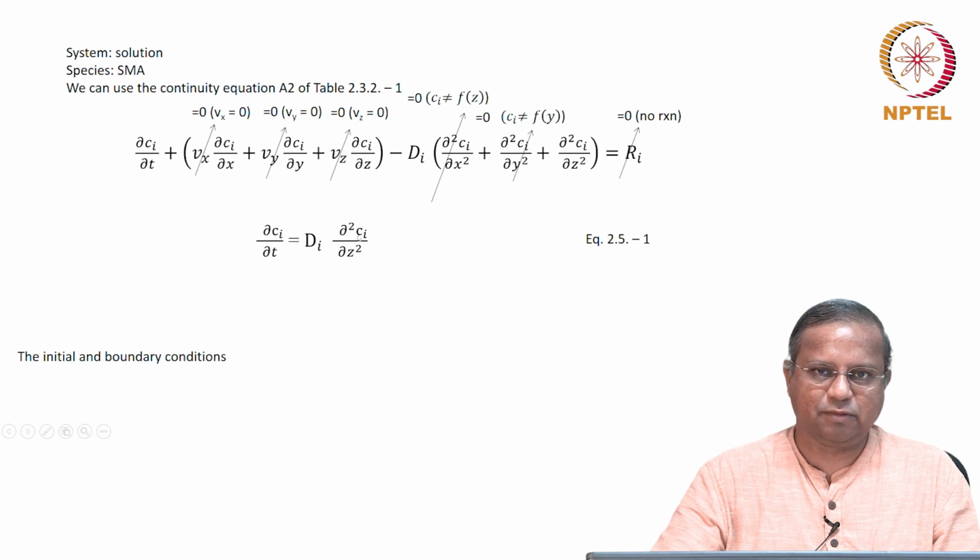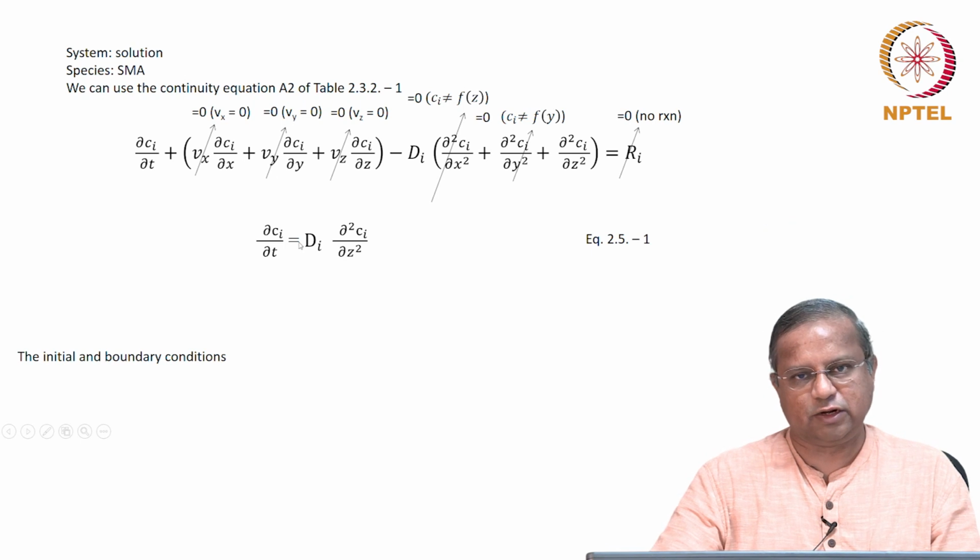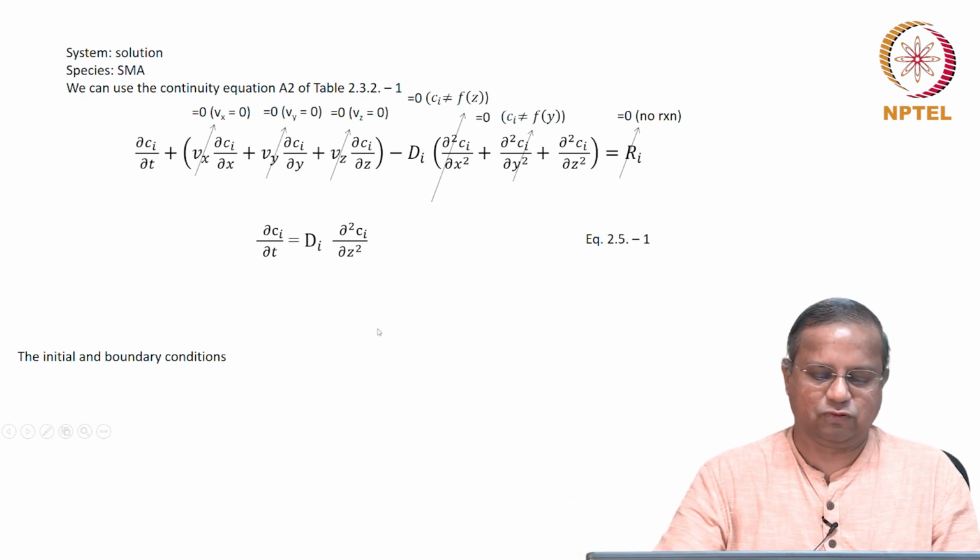This is a partial differential equation. There is a variation with time and a variation with space. This is second order variation with respect to space, and there is a variation with time. So, you need an initial condition to take care of the time variation, you need two boundary conditions to take care of the second order nature of this to solve this differential equation. This you know from your math course.